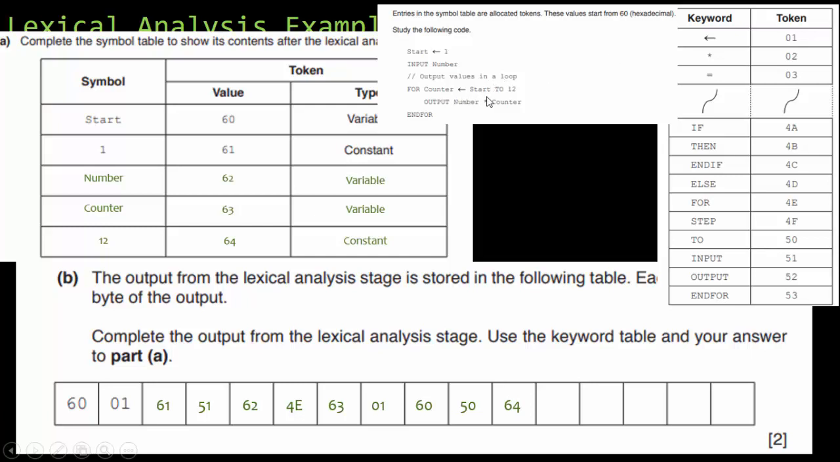So we're at 64, which is 12. I move to the next part, output, which is 52. Output what? Number. Number was in 62. This asterisk, which is in 2. And then I'm looking for counter. Counter is in 63. And then I'm looking for the last one in 4, which is in my keyword table, and that is 53. And just like that, we picked up all the points for the lexical analysis stage.